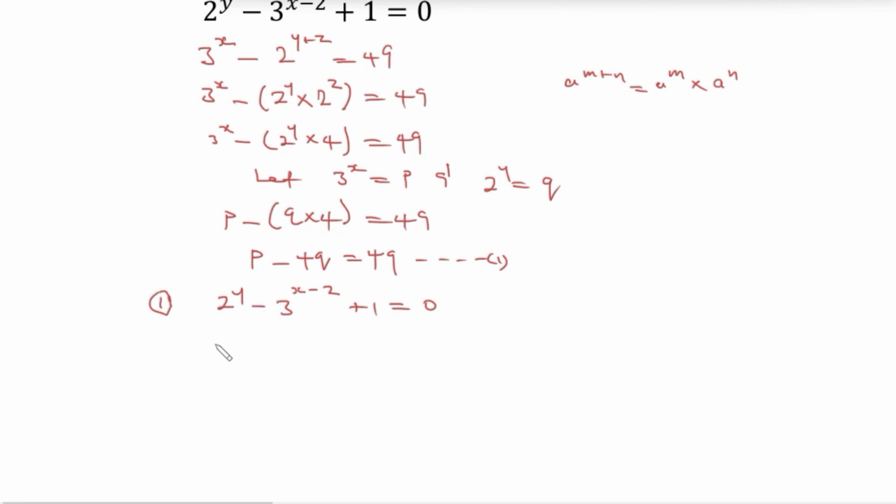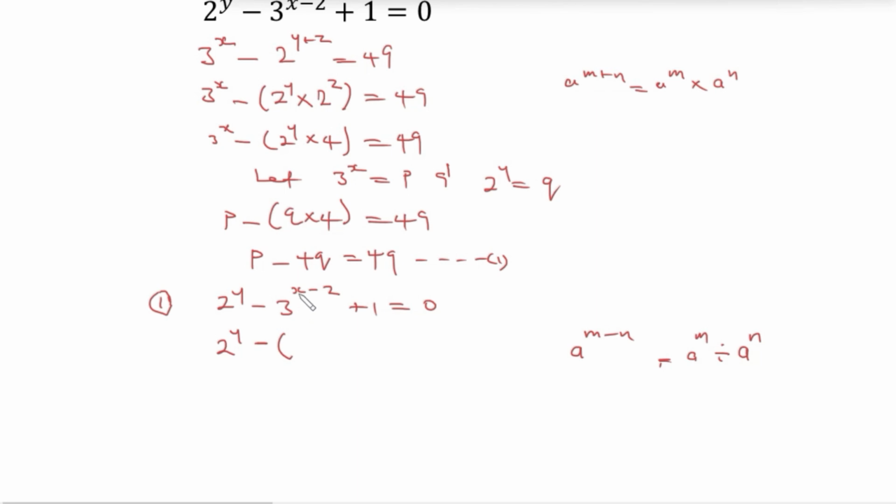So 2 raised to the power y, we write it again as 2 raised to the power y. From the laws of indices, we're going to simplify this. A raised to the power m minus n can be written as a raised to the power m divided by a raised to the power n. So this is a minus sign here, so we're going to divide. We take 3 for x and then 3 for minus 2.